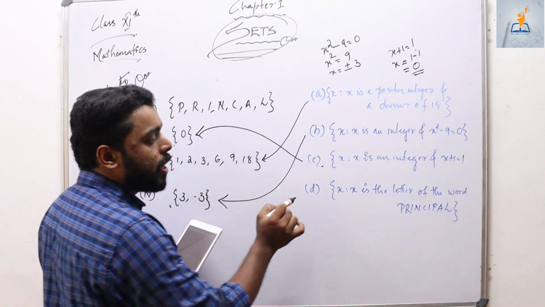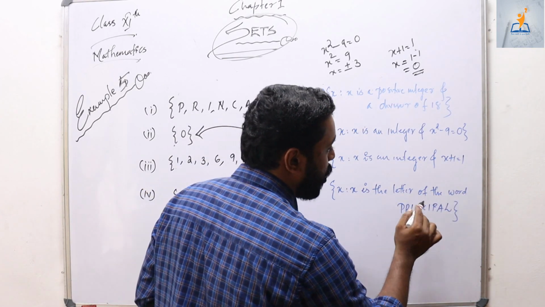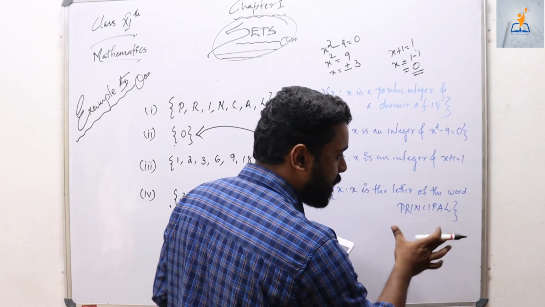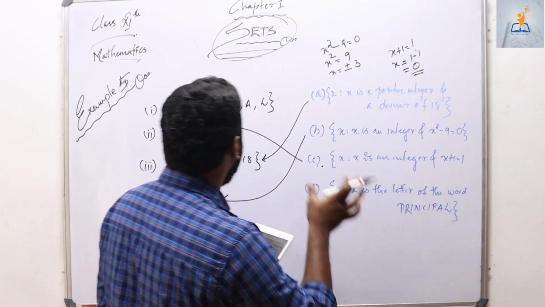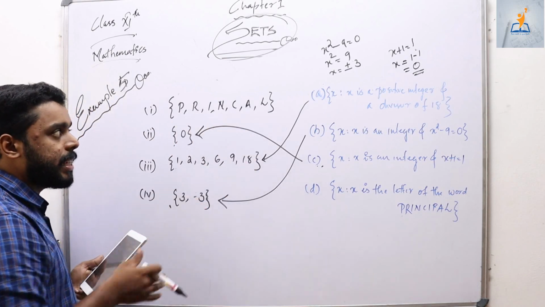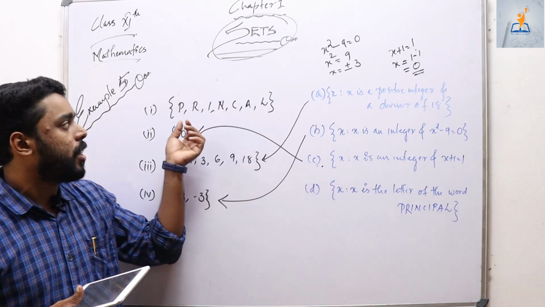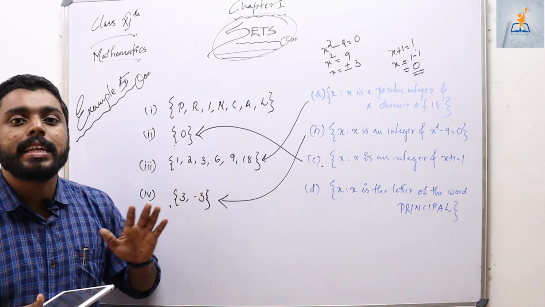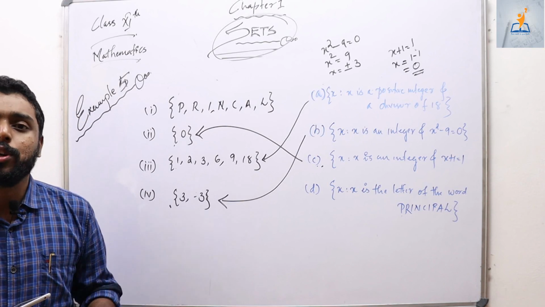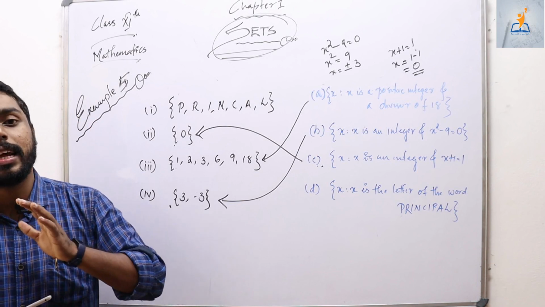Now at last, the fourth set is the set of x such that x is a letter of the word principal. See, here we have a set of the letters of the word principal, and see that we have avoided all the letters which are repeated twice. We listed each letter only once, and that is enough for the representation of a set. Whenever we have a repetition, no need to represent it again in the set. If it appears once in a set, that's enough.